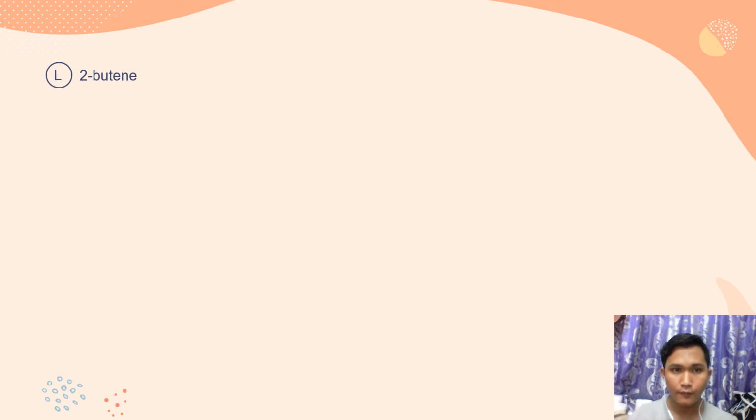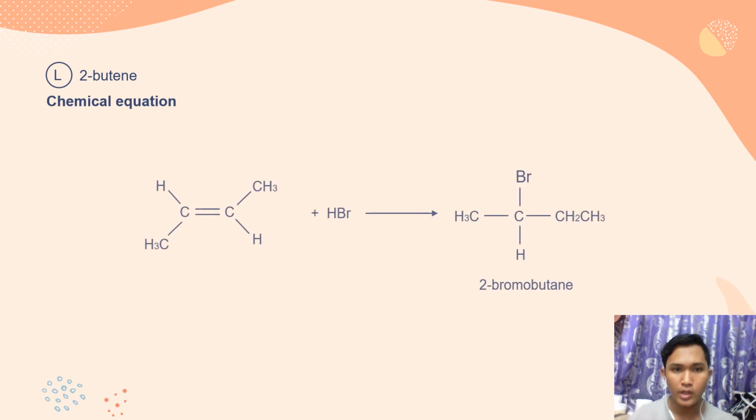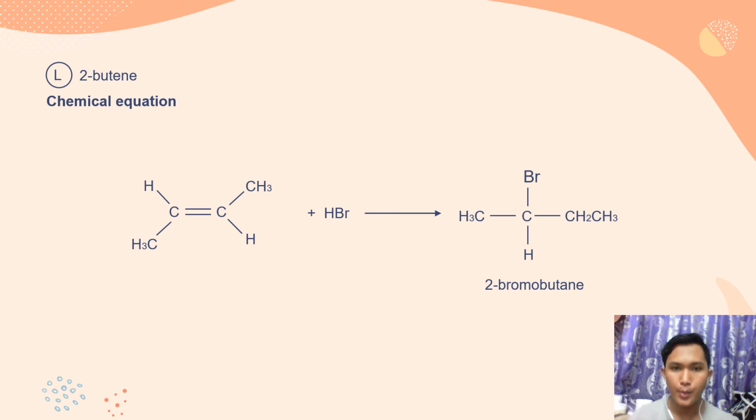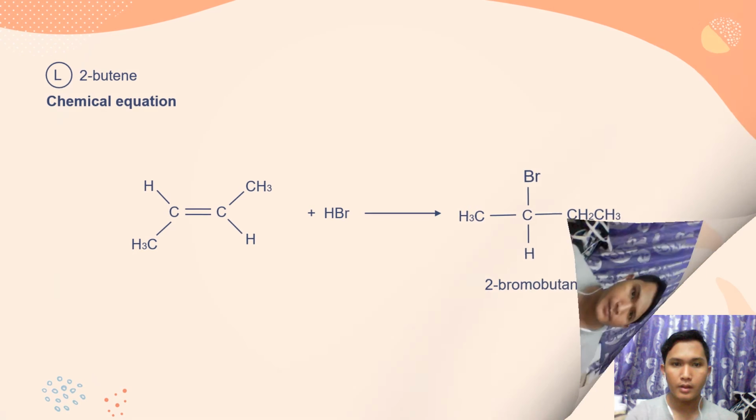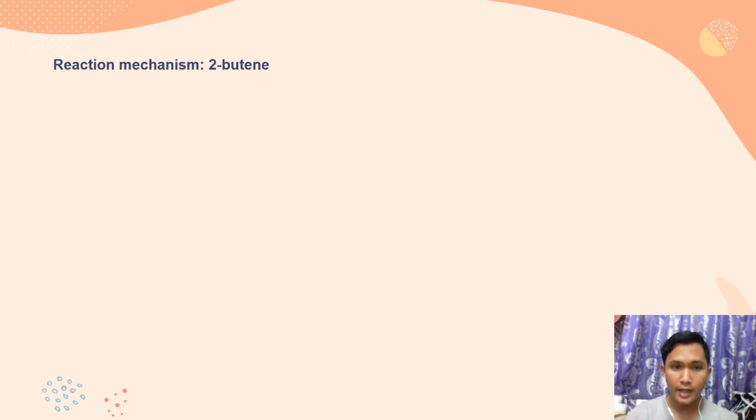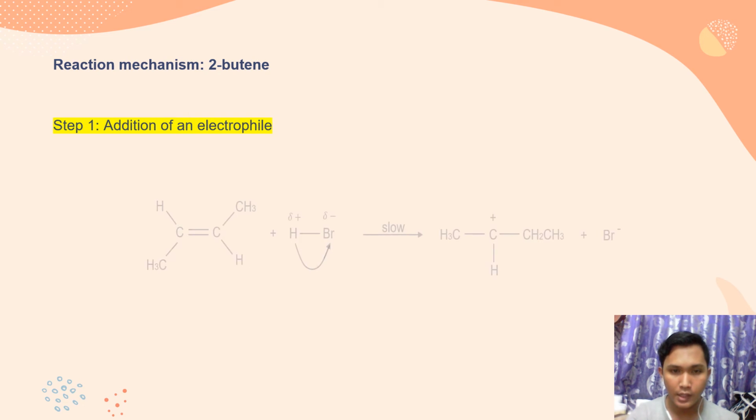So next, for L, which is 2-butene, the chemical equation is 2-butene reacts with hydrogen bromide to produce 2-bromobutane. Next, the reaction mechanism for 2-butene is just the same as the previous mechanism, which involves electrophilic addition that occurs in 2 steps. The first step is addition of an electrophile.